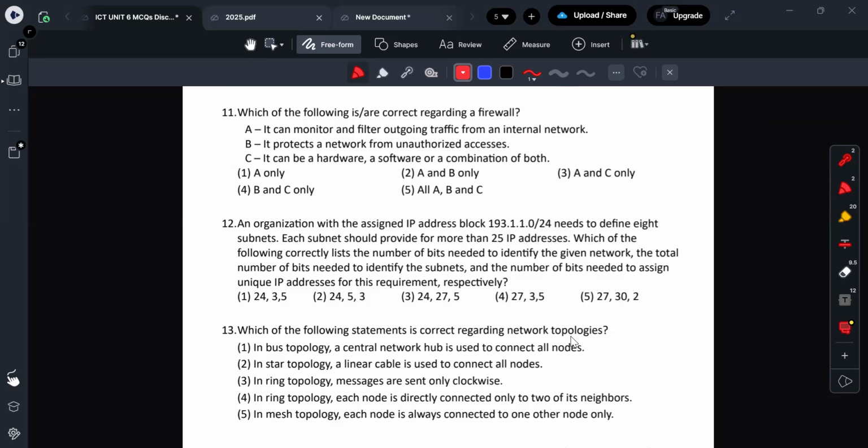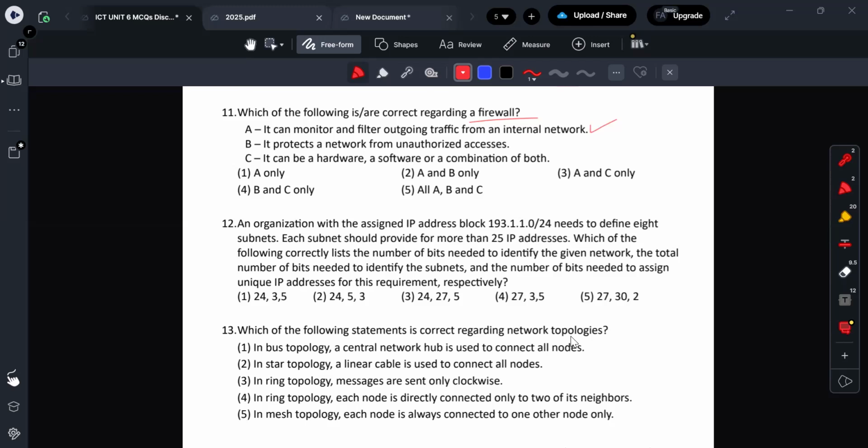Which of the following is correct regarding a firewall? So what is a firewall? It is a network security system designed to prevent unauthorized access while allowing safe communication. So A, it can monitor and filter outgoing traffic from an internal network. That is true.